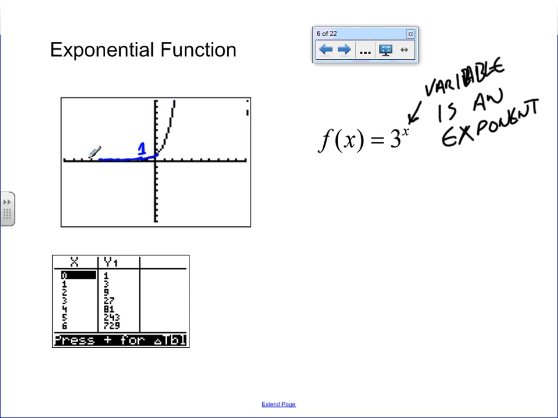That's kind of the key features. It gets really tight to the x-axis here, I misspoke, and then we go through at 1, and then we get really, really big, really fast.